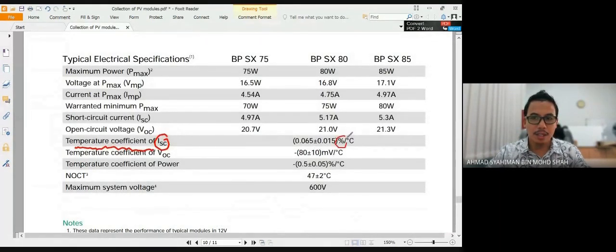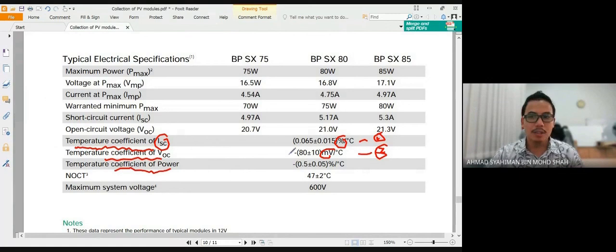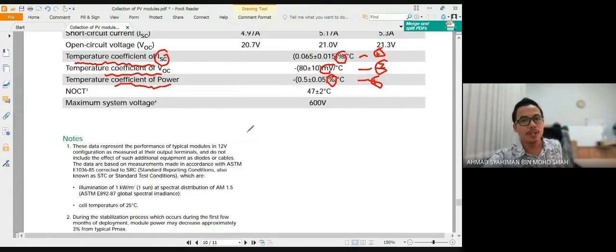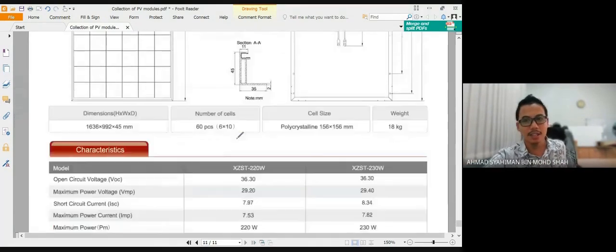Yang ni dia bagi percentage. VOC pula dia bagi millivolt. Ni equation yang nombor 2 tadi. Ini equation pertama. Ni equation kedua. Ini temperature coefficient of power. Ni pakai equation pertama juga sebab percentage. Lepas tu ada velocity dan sebagainya lah. So ini contoh data sheet yang saya ada.